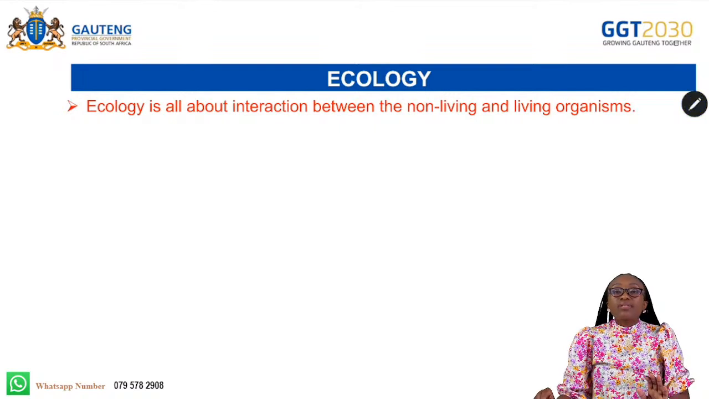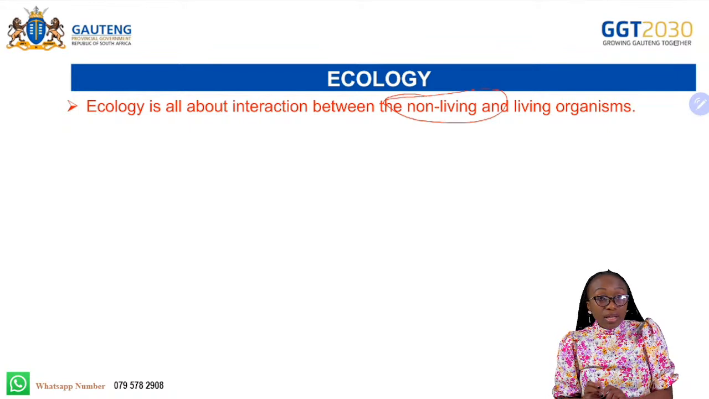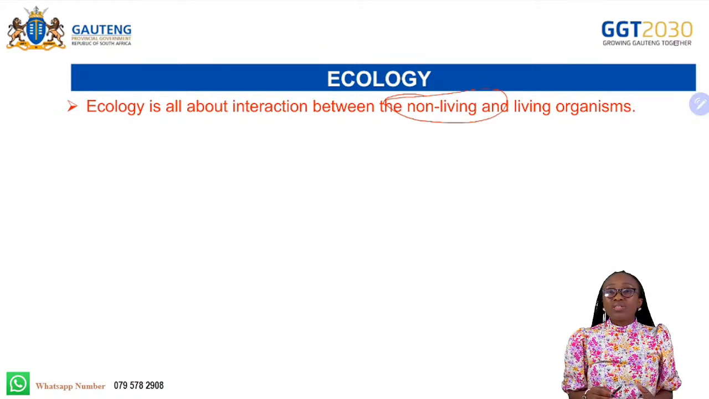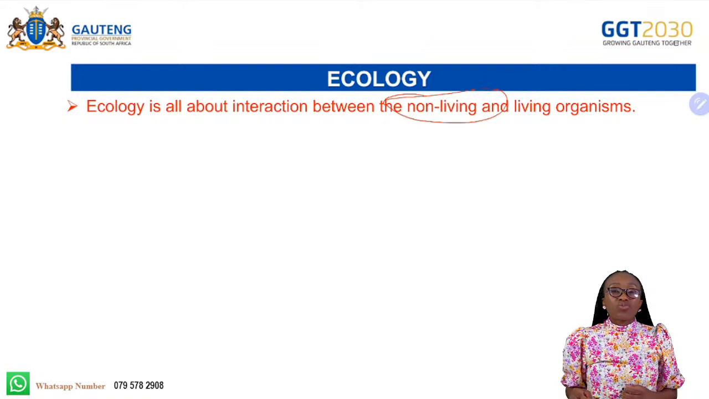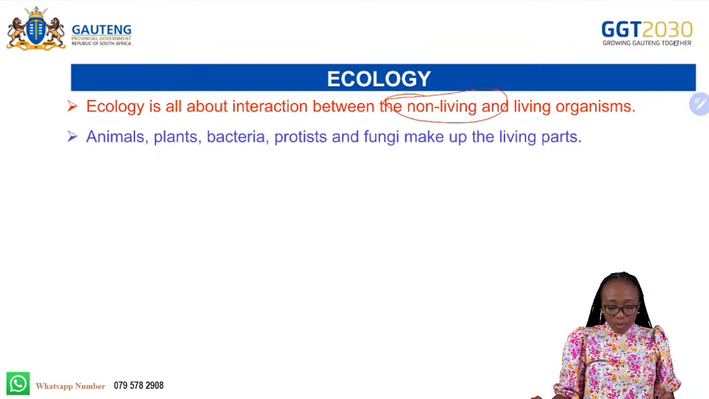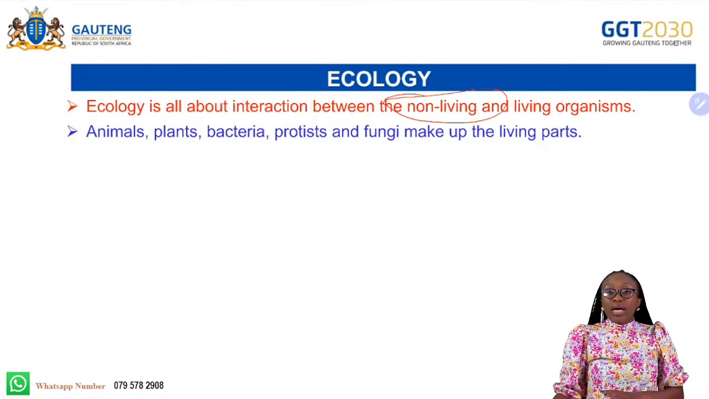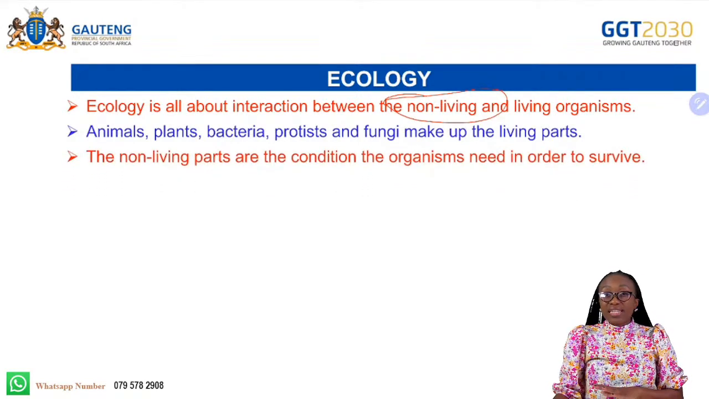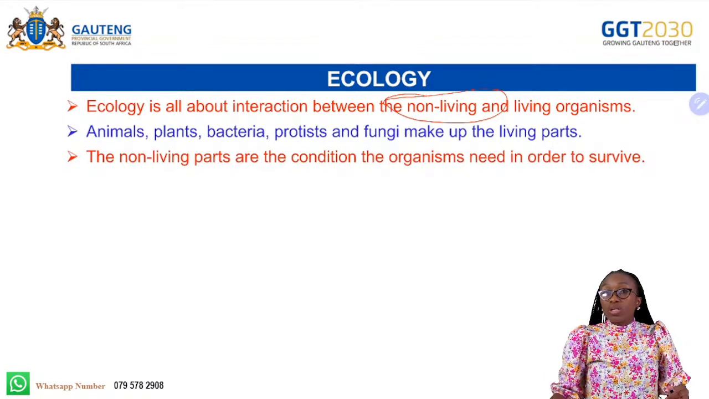Now more on ecology. Ecology is basically all about interaction between non-living and living organisms. How do they interact with each other? How does the fish interact with the water that it is swimming in? How does the plant interact with the soil that it is growing from? All animals, plants, bacteria, protists, and fungi make up the living parts, and the non-living parts are the conditions the organisms need in order to survive.